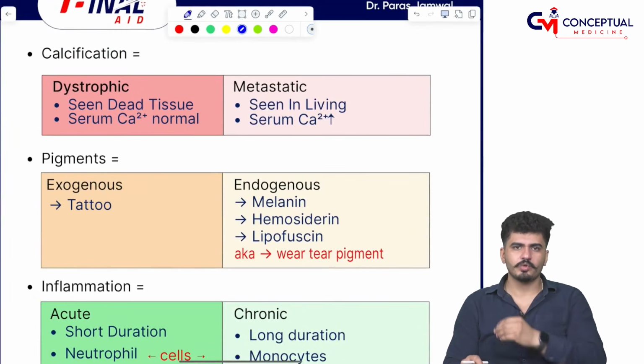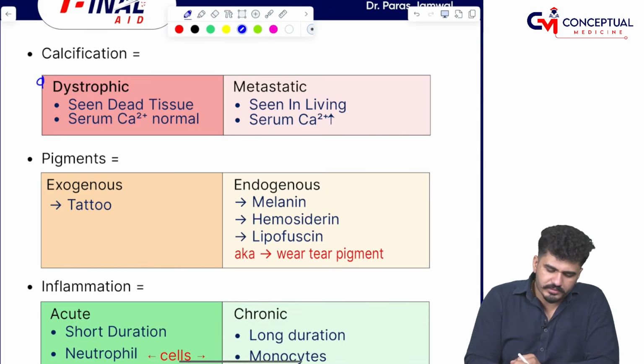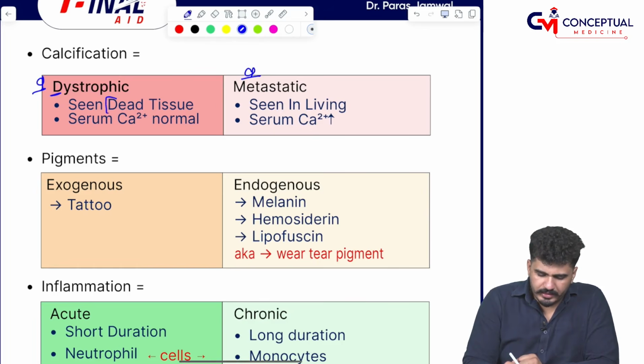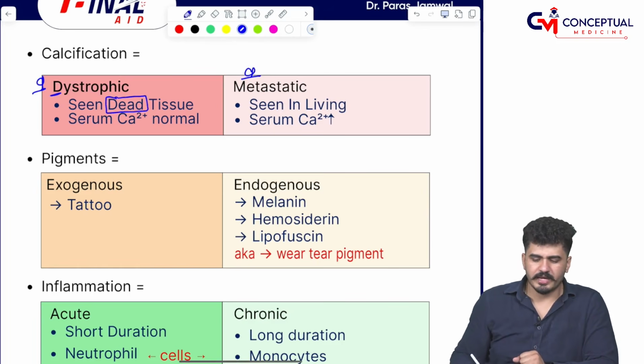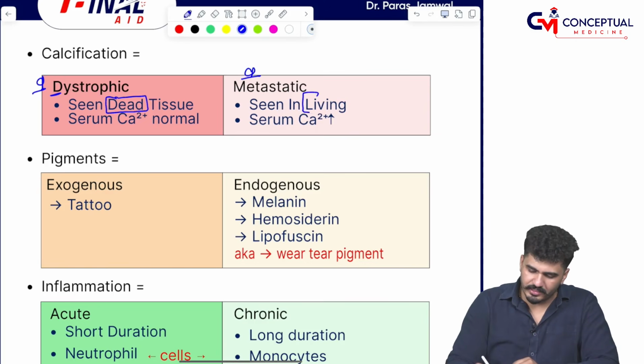Now calcification, two types of calcification if we focus right here, my dear friends. One is dystrophic, another is metastatic. D for dystrophic, D for dead tissue. Metastatic will happen only in what is alive. So this is seen in the living tissue.